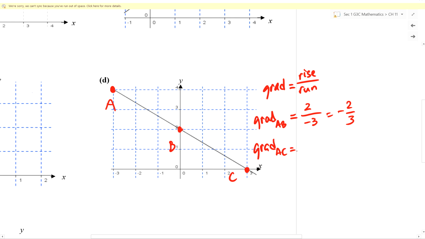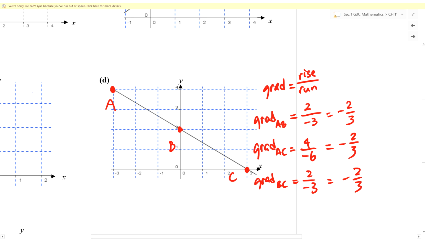Now what if I choose gradient for AC? AC, so forget about point B. I'm going to rise 1, 2, 3, 4. Divided by, going to the left, so it's negative 1, 2, 3, 4, 5, 6. Negative 6, which is negative 2 over 3. Same. How about the last case, BC? Gradient BC, 2 over negative 3 again. Negative 2 over 3.